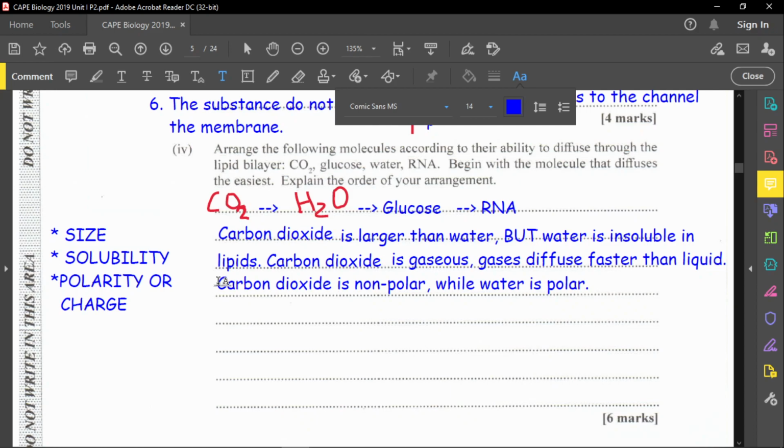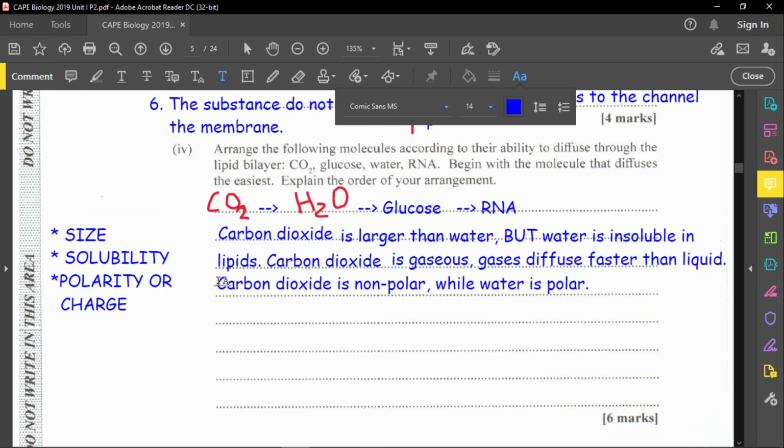Let's talk about glucose now a little bit. Because glucose will be next in line, and then you have RNA after that. So the reason why glucose will be before RNA is simply because glucose is polar but uncharged. RNA is polar, uncharged. But let's even talk about that a little bit, in terms of complexity, right?